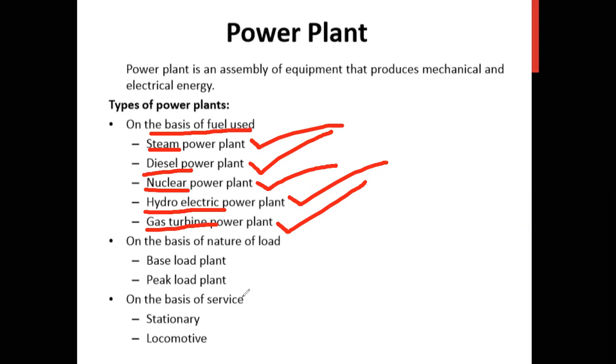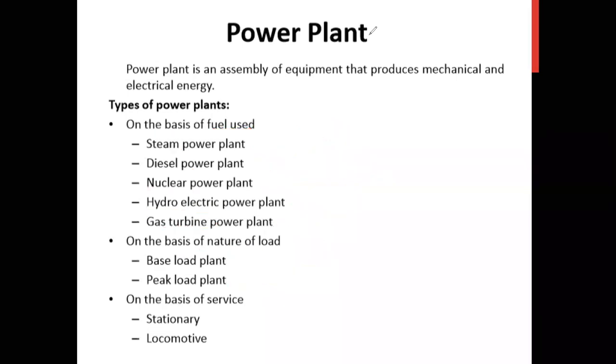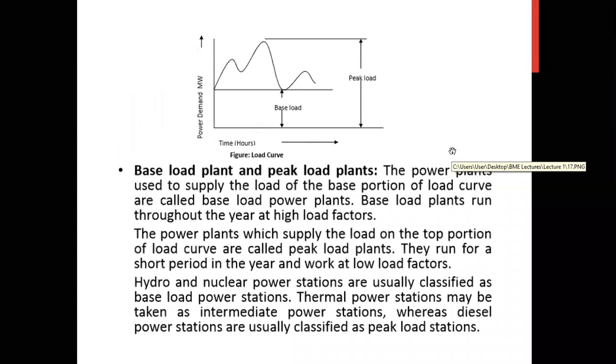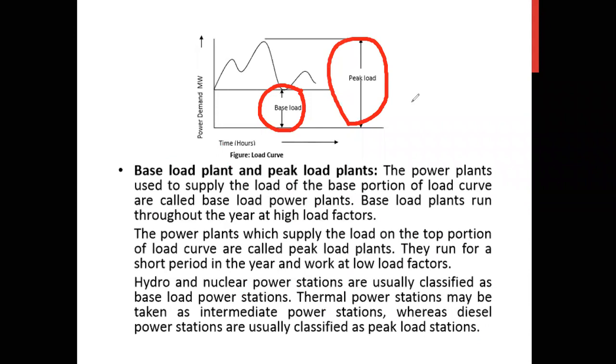And another one is on the basis of the nature of load. That means one is base load, another one is peak load. It has a very important explanation in the next slide, the base load and peak load. Base load power plants and peak load power plants have two types of purpose. So what is base load? Base load power plants are those power plants which generate electricity throughout the year.